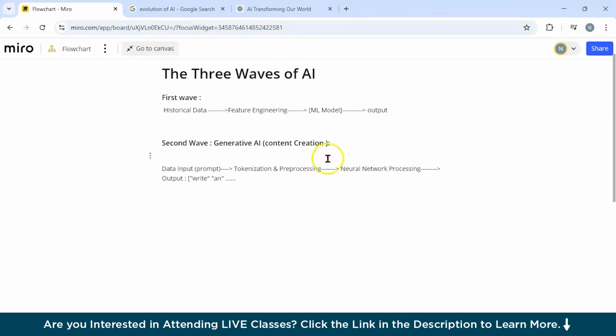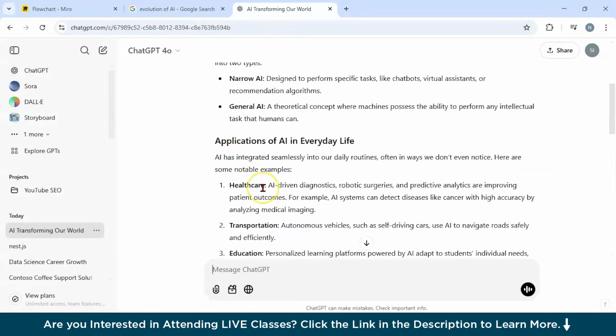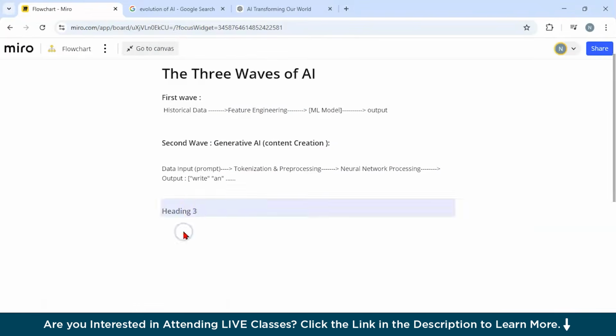And then we performed neural network processing. Here the LLM processes input using attention mechanisms, with models like GPT-4, BERT, and Llama. With the help of self-attention layers, they understand the context and predict the next word. As a result, you get an output like this, which was basically the generative AI phase. So this was, guys, our second evolution of AI.